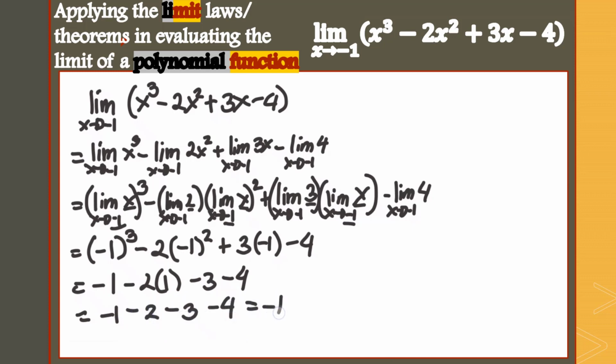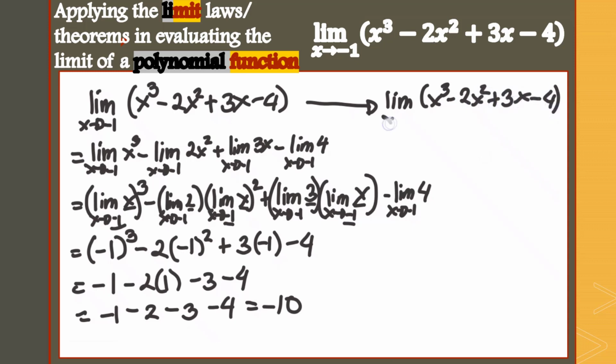This results to -10. Okay, so this is the result for our polynomial function if we're going to deal with all of these limit theorems. But of course, we already established a limit theorem for polynomial function. The limit of x cubed minus 2x squared plus 3x minus 4 as x approaches -1, simply substitute.